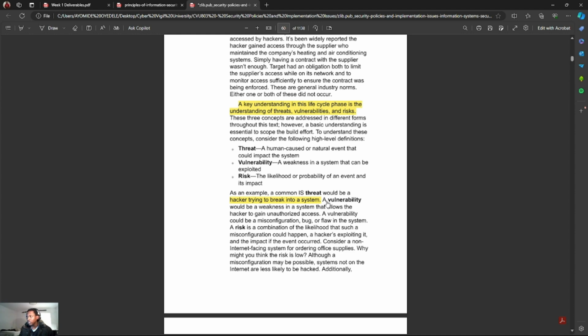And why would that be? Because, of course, a vulnerability in that system is what would allow the hacker to gain unauthorized access. So you see how they work together, right? First of all, we looked at the threat. Now, who is the threat here? The hacker. Now, why would the hacker be able to break into a system? Because of a vulnerability, right? And a vulnerability could be a misconfiguration, a bug, or a flaw in the system. And of course, a combination of the likelihood that such a misconfiguration could happen and the hacker exploiting it is known as risk.